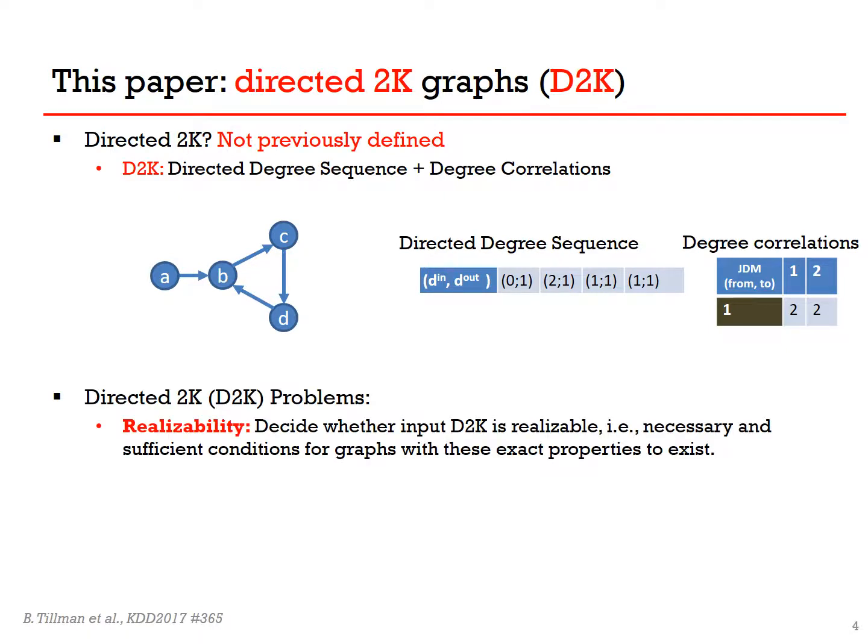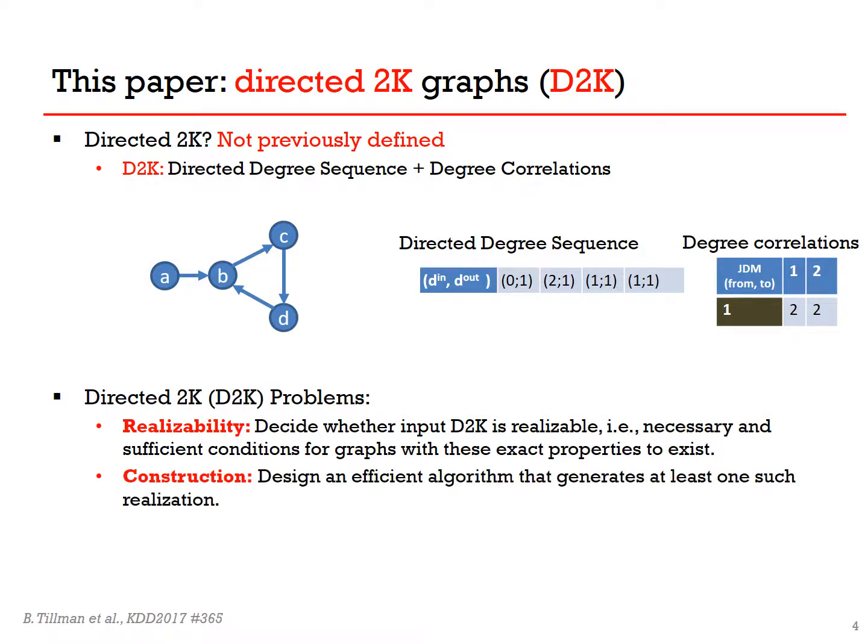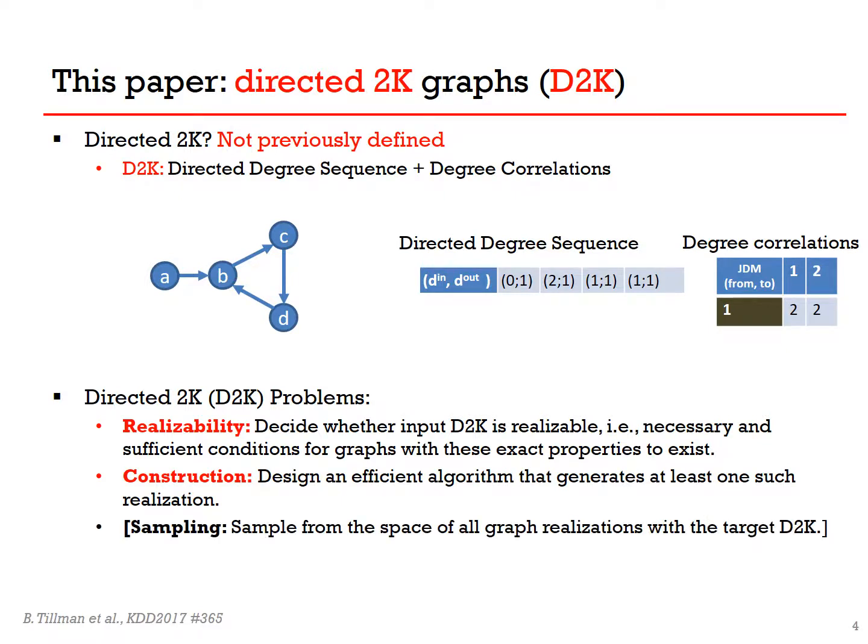First, realizability. We have achieved this by showing the necessary and sufficient conditions for graphs with these exact properties to exist. For our second problem, we have designed an efficient algorithm that generates at least one such realization. Third problem is sampling from the space of all graph realizations with the target D2K. We have not solved this last problem explicitly, but we have shown some intermediate results.